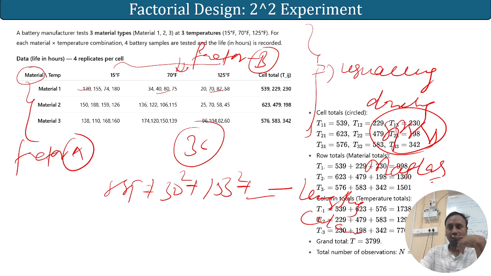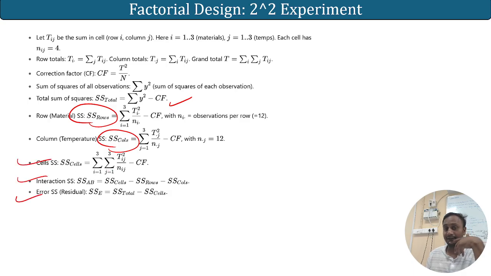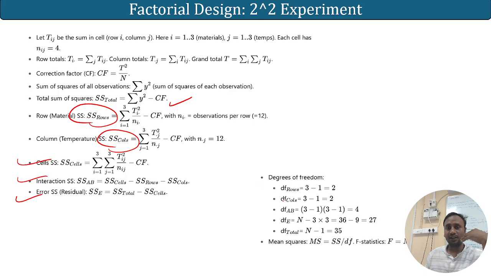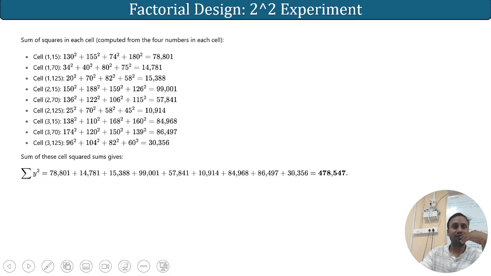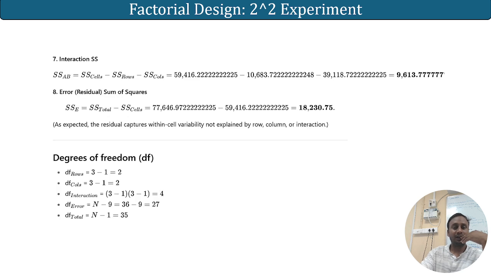So the cell total we will do, the row total we will do, then the column total, then we'll calculate with this formula. We'll go with the total square and then SS row, SS column, then cell, interaction, then error. This is the degree of freedom for the row, then column, then interaction, then error, then total. So this is how it is done for each cell. This I'll keep in the PPT.